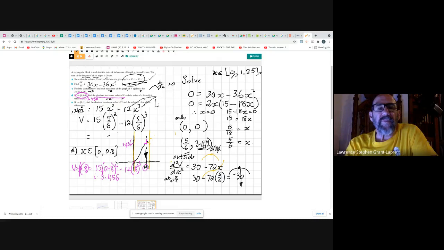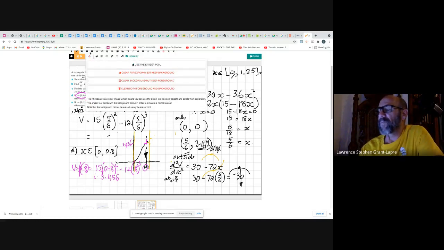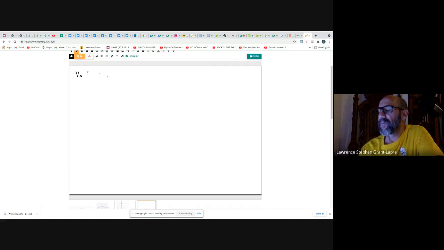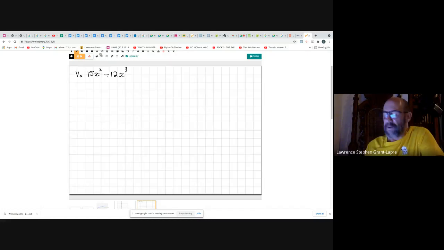All right. What I'd like to do now, we've answered all of this without a graph. I just want to take this formula, 15x squared minus 12x cubed, and I want you to put that into the graph. Write 15x squared minus 12x cubed. I want you to sketch that.